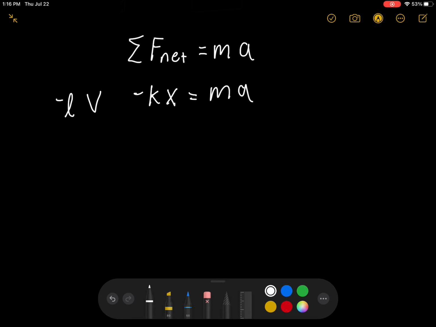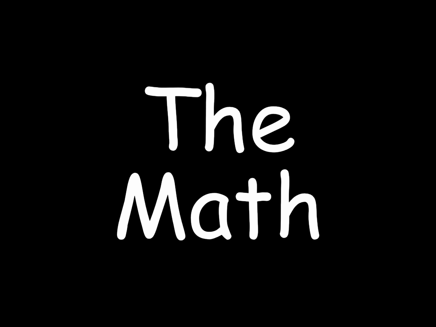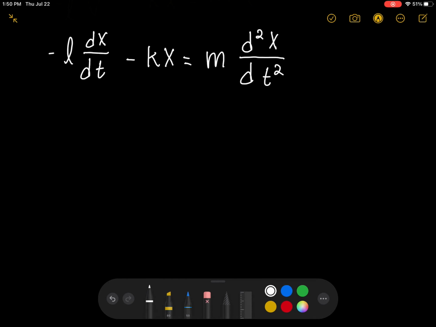So let me just rewrite this in differential form by writing out the definition of the acceleration as d squared x divided by dt squared, and the velocity as dx dt. And we will suddenly have a second order linear ordinary differential equation. Allow me to just rewrite everything that we've written so far by dividing by the mass on both sides, and then moving all of this stuff over to the right hand side so that we have an equation that equals 0.